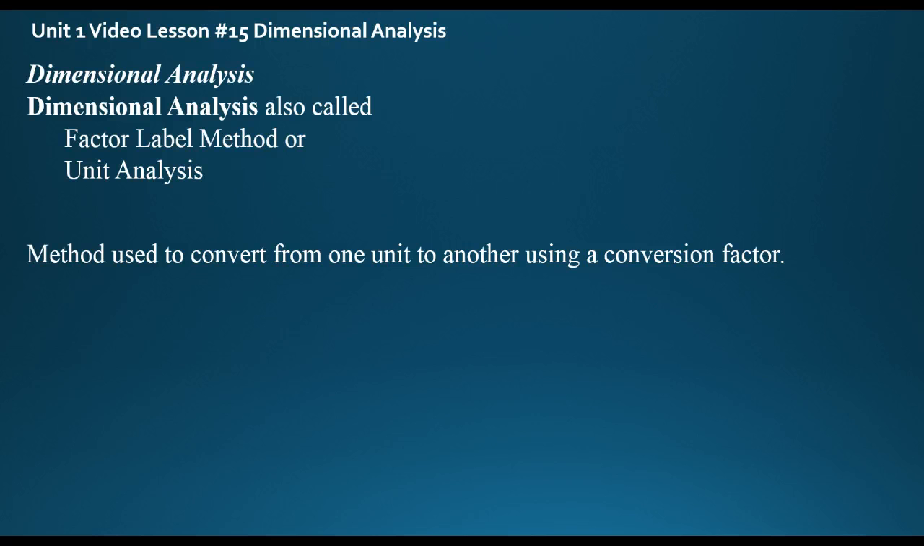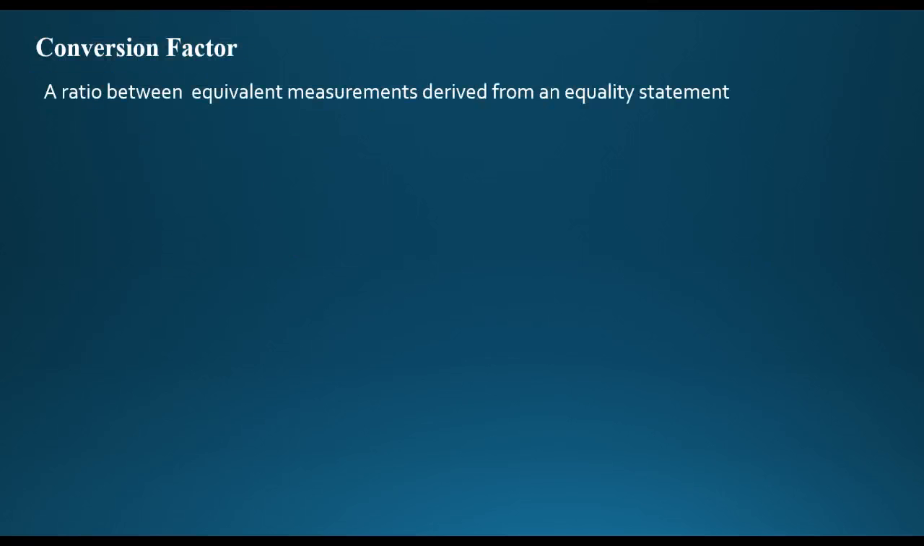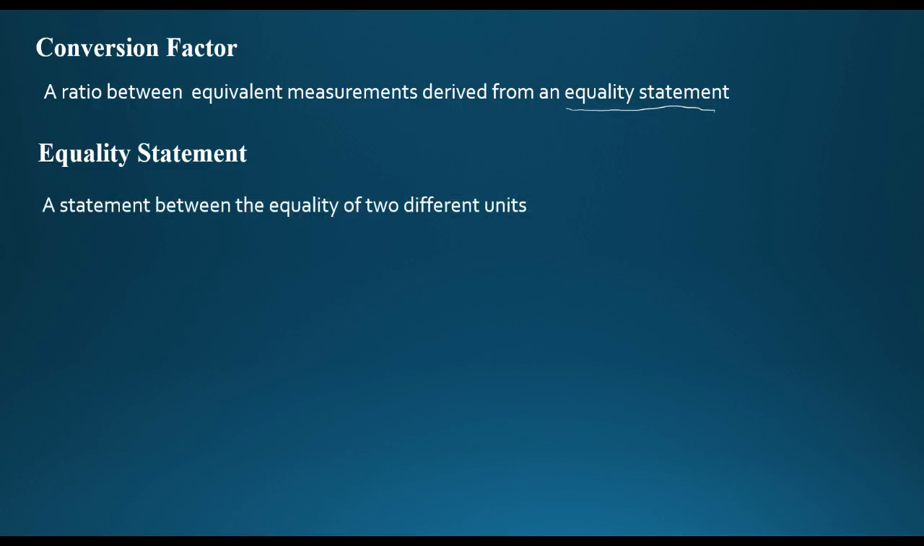So you have a lot of terms here. Conversion factor is another term that we're going to define. A conversion factor is a ratio between equivalent measurements derived from an equality statement. And yet another term, equality statement, which is a statement of the equality of two different units. And you know what equality statements are.